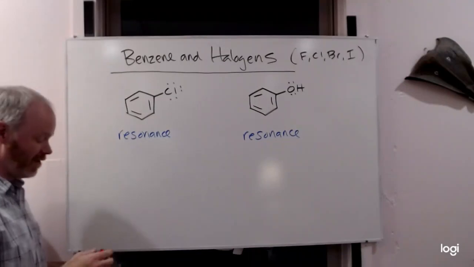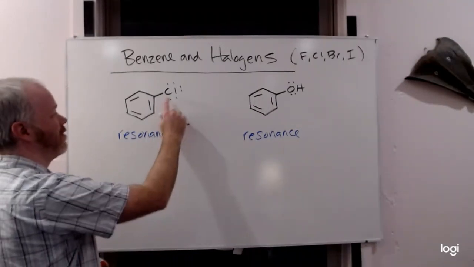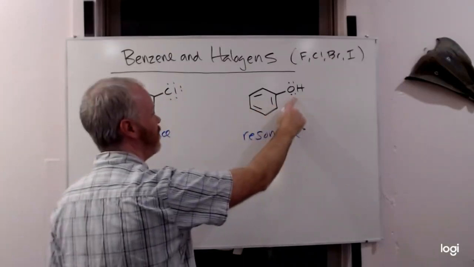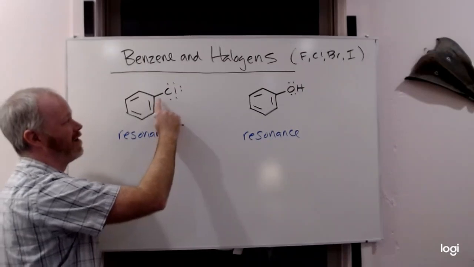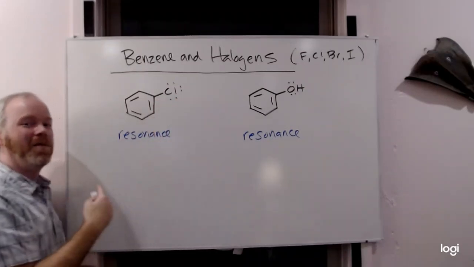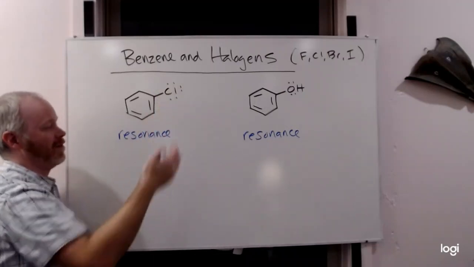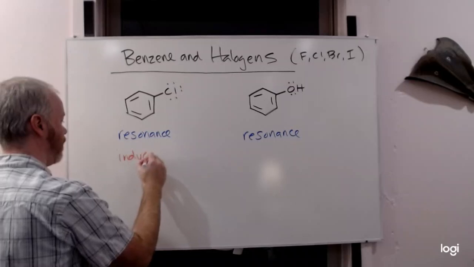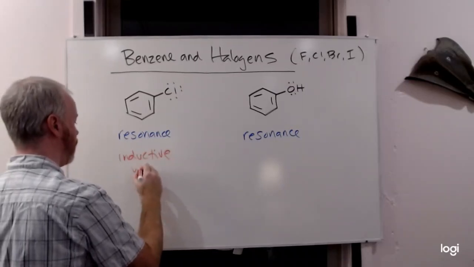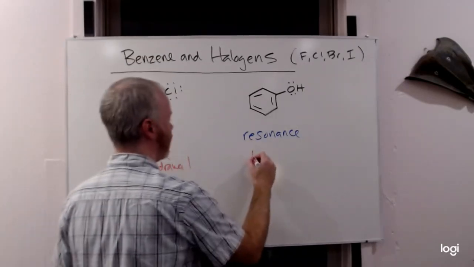It's a conjugated system. They also have inductive withdrawal, though, right? So chlorine and oxygen are similar in electronegativity. They're both more electronegative than carbon, so this is a polar bond that's going to be pulling electrons away from that carbon as it's donating in through resonance as well, right? So you have resonance and inductive withdrawal.